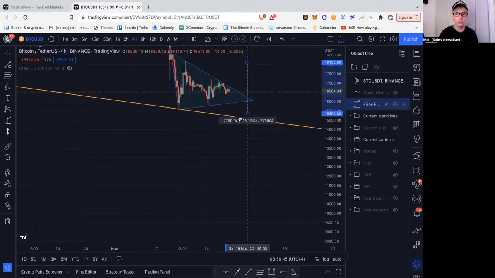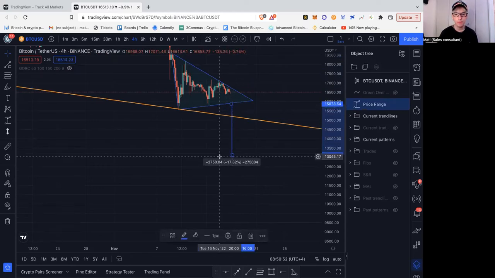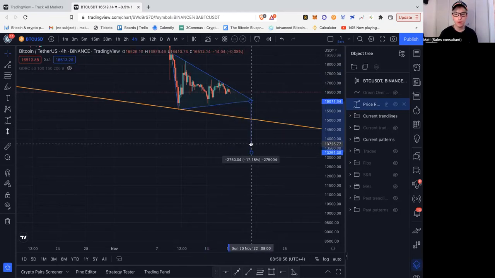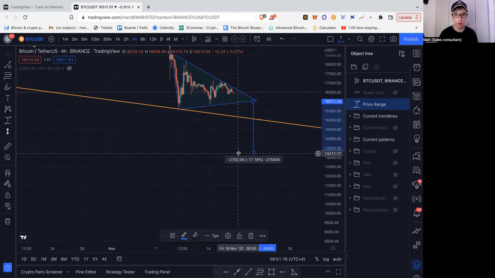Now, if it breaks towards the downside, the target could be anywhere between 13K and around 13.3K, right? That would, of course, bring the Bitcoin price to new lows. But I still think it's a pretty reasonable target to expect from a downwards breakout.